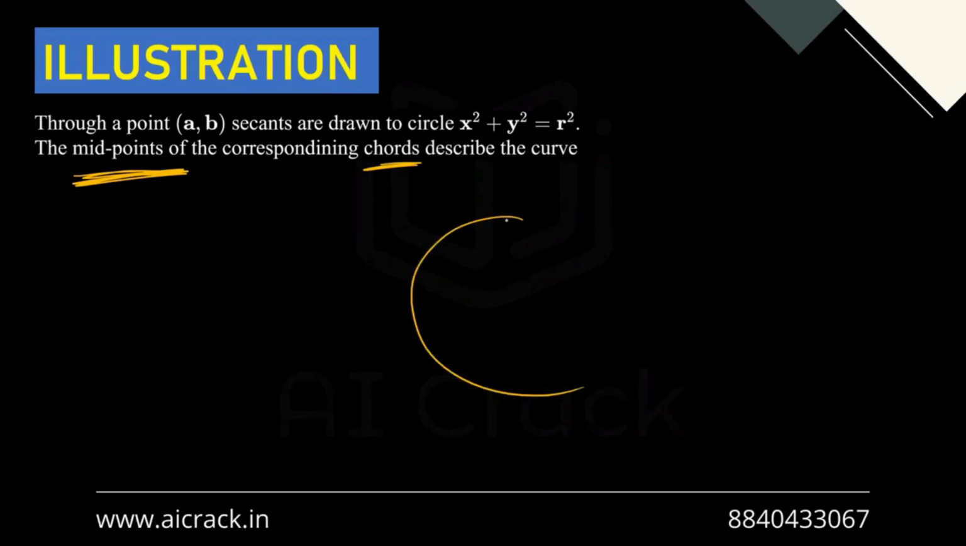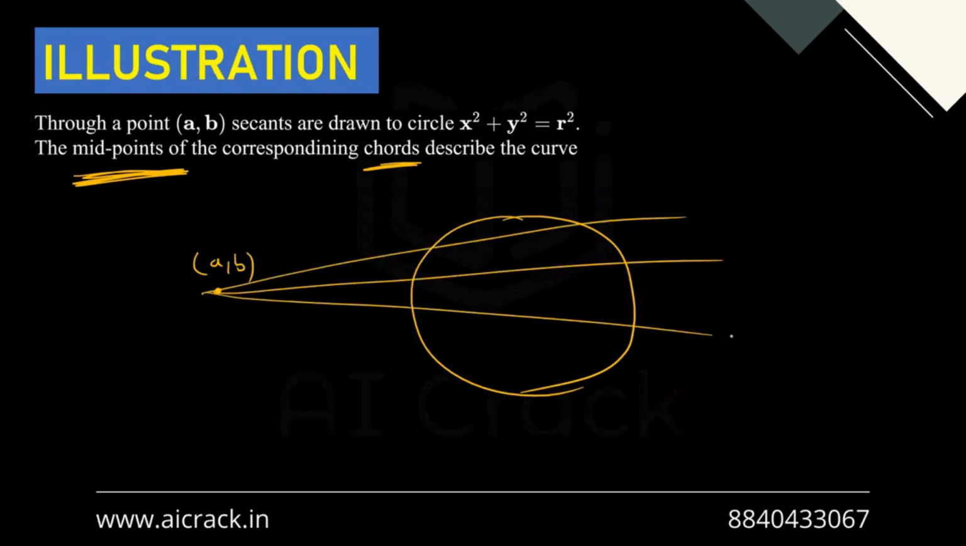So we have this circle, and we have this given point (a, b) over here, and we are drawing secants from this particular point onto the circle. Every chord has a particular midpoint, and we have to find the locus of this curve, whatever it is forming.